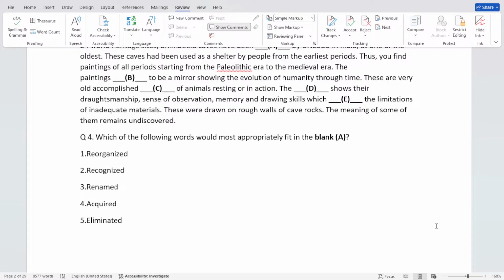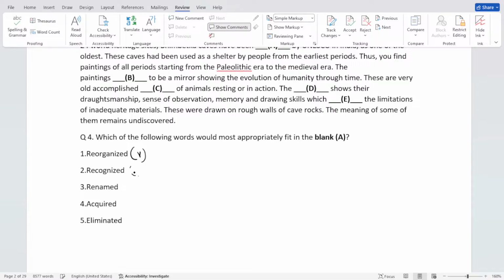Here reorganized is given, recognized is given, renamed, acquired and eliminated. These are the 5 options they gave. Accordingly, what will be the correct answer? Expected answer, please let me know. So, reorganized, if we see, belongs to the part of verb. Here it means it has to be organized. Reorganization means already it is established, that's supposed to be arranged accordingly. So this is what reorganized means. And next, recognized means acknowledged or found.